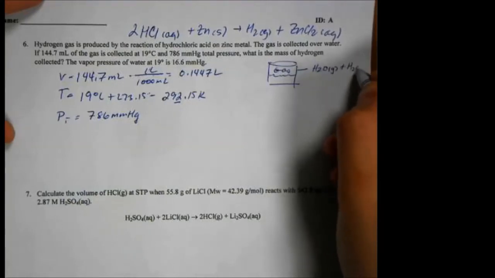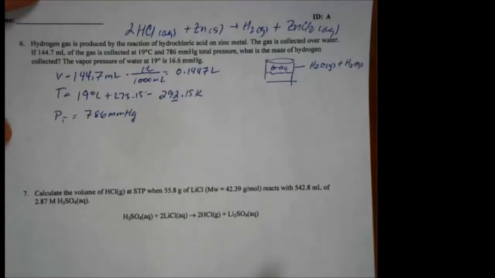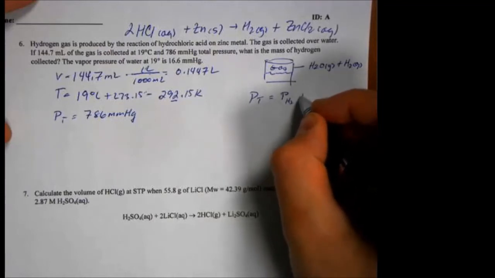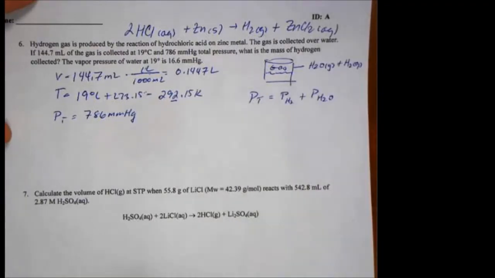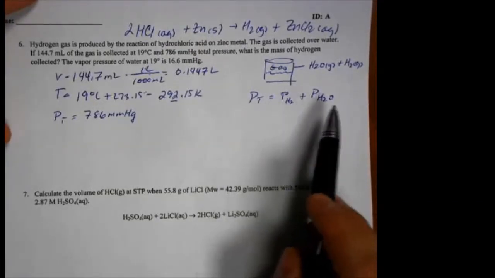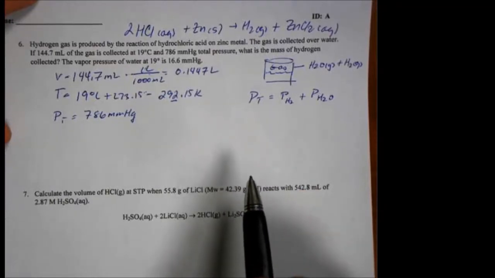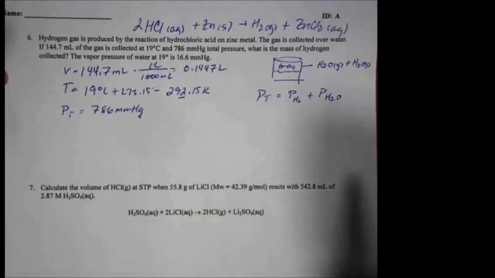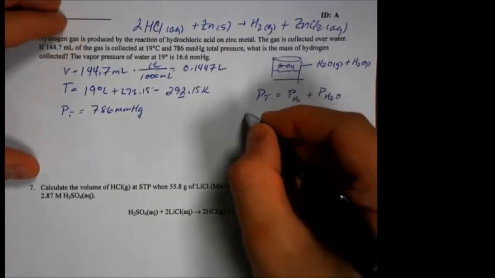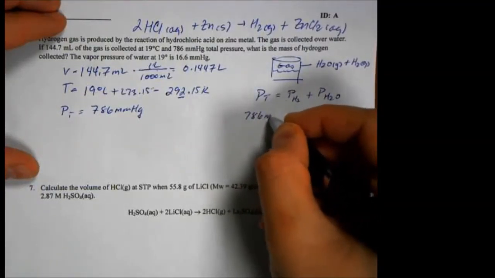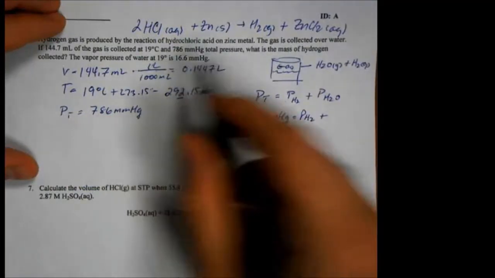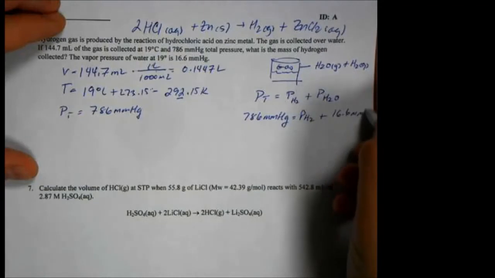and your H2 gas. So immediately we have to write out the Dalton's law of partial pressure problem, so that P total is going to equal the partial pressure of the H2 plus the partial pressure of the H2O. Because there's a mixture, the total pressure is going to be the pressure of water plus the pressure of H2. So in order to do anything with the hydrogen gas, we have to calculate the pressure of the hydrogen gas alone. So we can plug in that the total pressure is 786 millimeters of mercury. We want to know the pressure of H2 gas, and we know from the vapor pressure that the water is 16.6 millimeters of mercury.